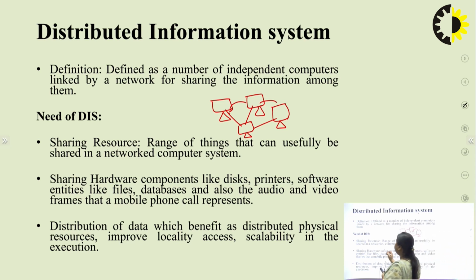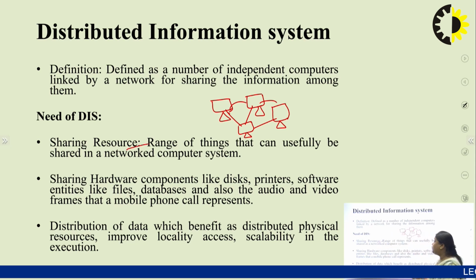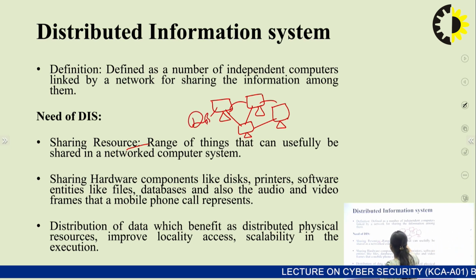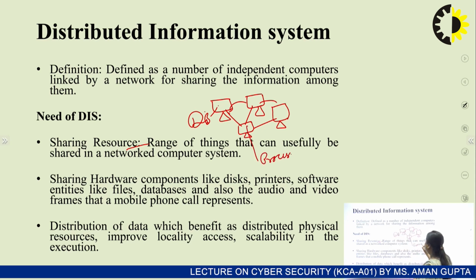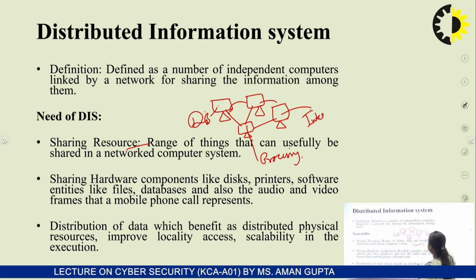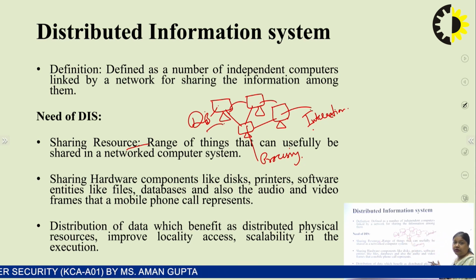The need is sharing resources. There is a range of things that can usefully be shared in a network computer system. Many things that we can share. Suppose a database resides in that computer, processing unit, user interaction. So, the load can be distributed to the multiple systems.